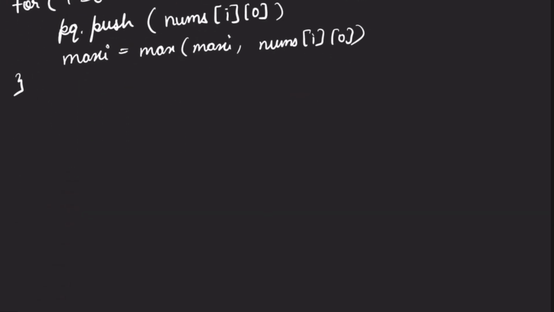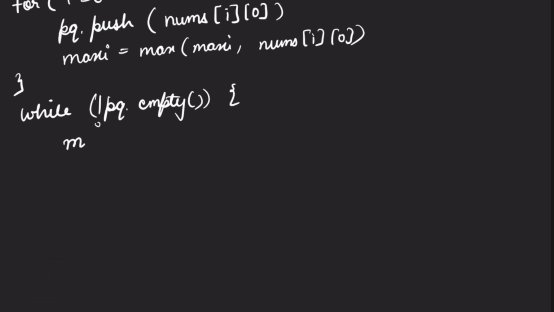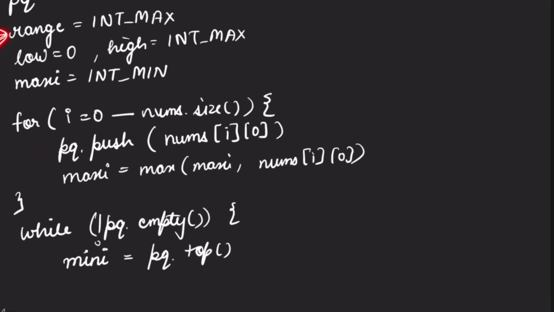Next, what we'll do is, while our min heap is not empty, the top element will contain the minimum variable mini. PQ dot top will be your minimum element. Then you will check whether this minimum and whatever is our maximum, the range value they are giving, is smaller, greater, or equal to the range that we have in this variable.